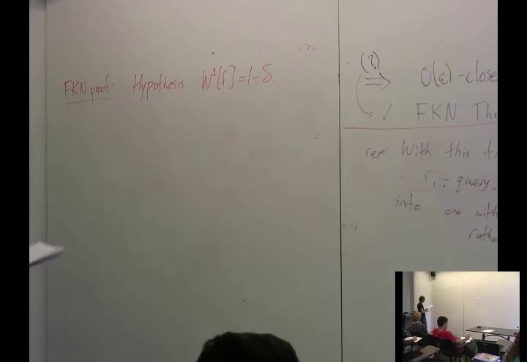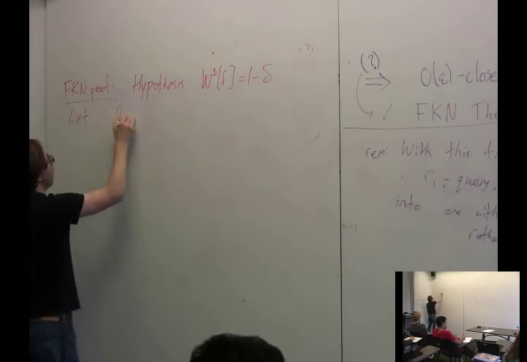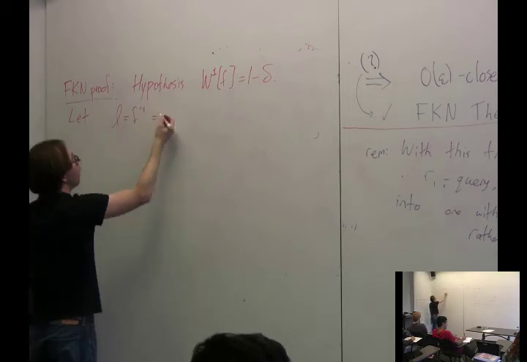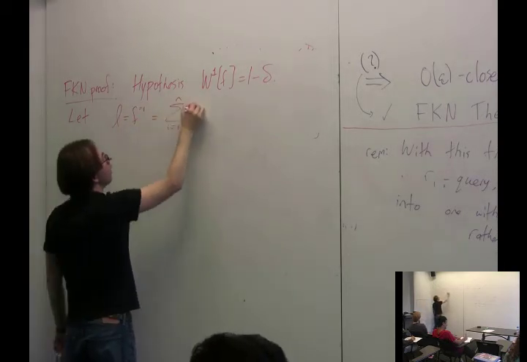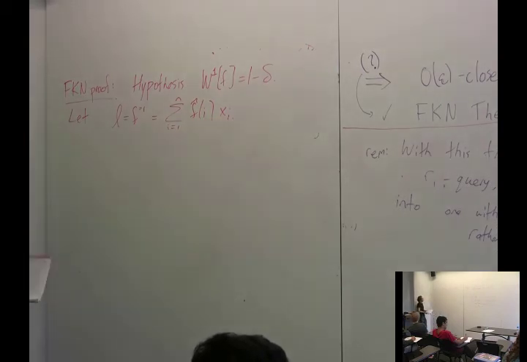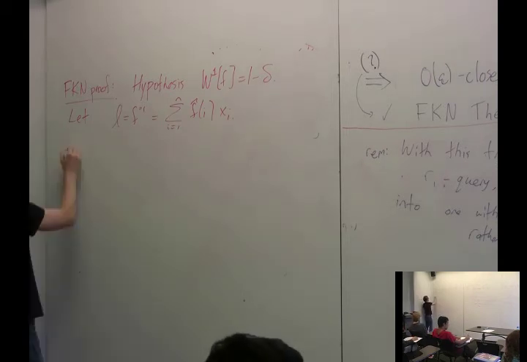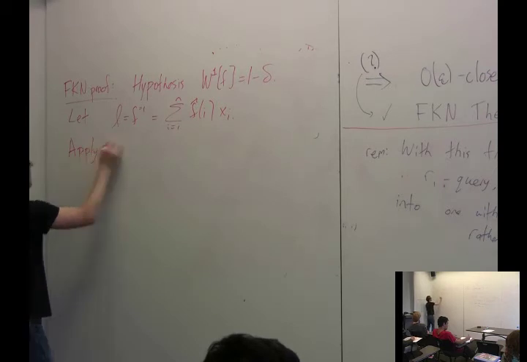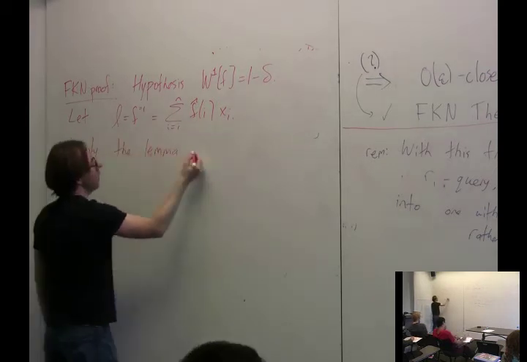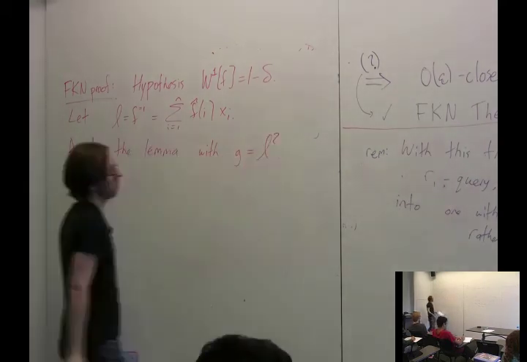So what we'll do is let L be the linear part of f. Yeah, and our goal will really be, well, I don't have that much intuition. I'll just get to it. So we'll apply the lemma with G equal to the square of the linear part.